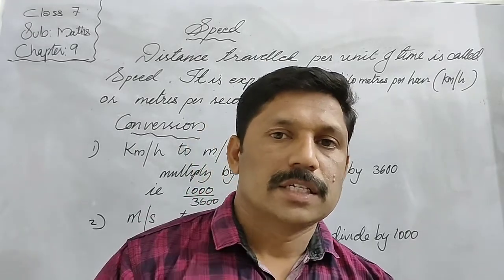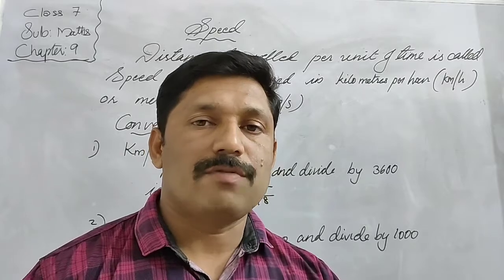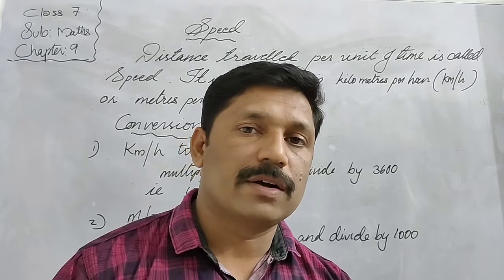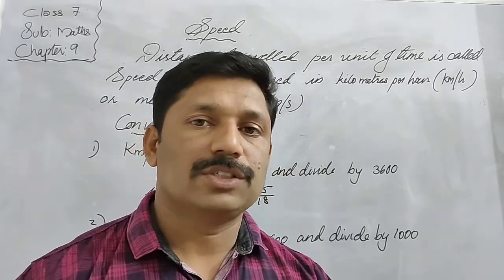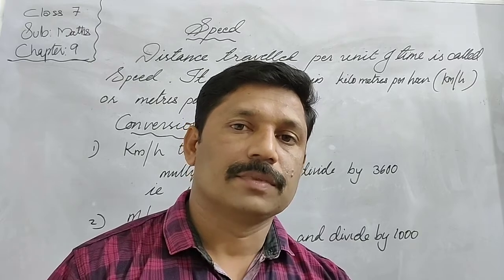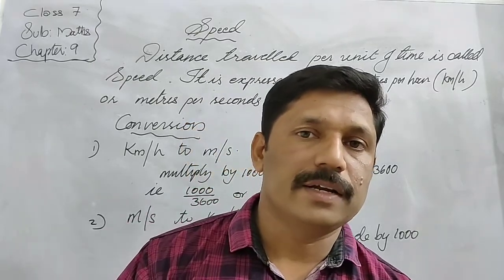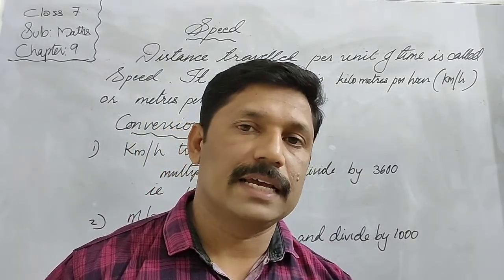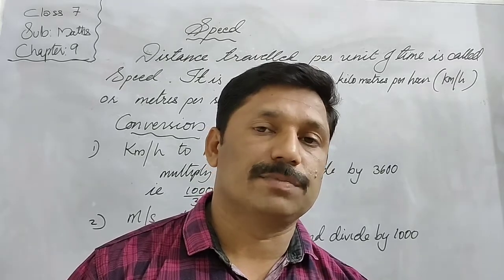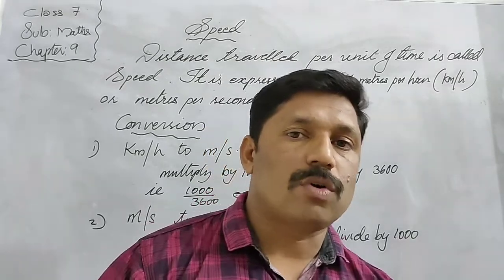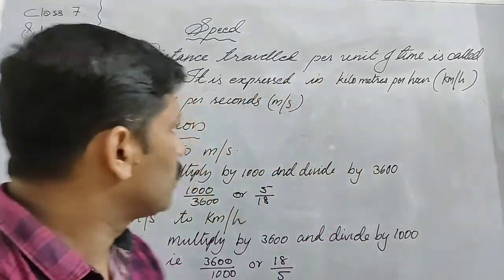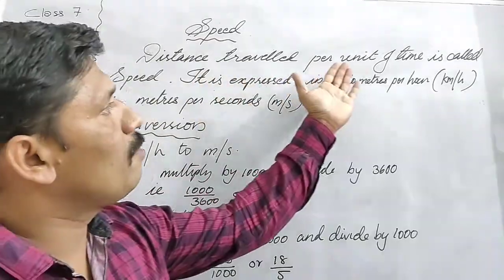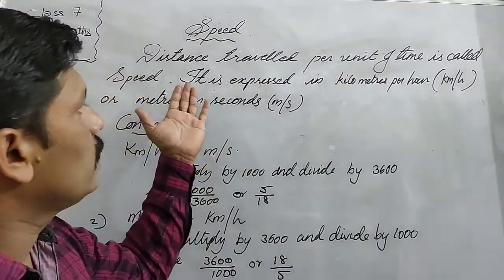We can say that speed is the distance traveled by an object in a particular unit of time, whether it may be in 1 hour or in 1 second. How much distance that body travels, that is called the speed. So speed is the distance traveled per unit of time. Generally we say kilometer per hour or otherwise meter per second. So speed is always expressed either as kilometer per hour or meter per second. So speed we can define as the distance traveled per unit of time.